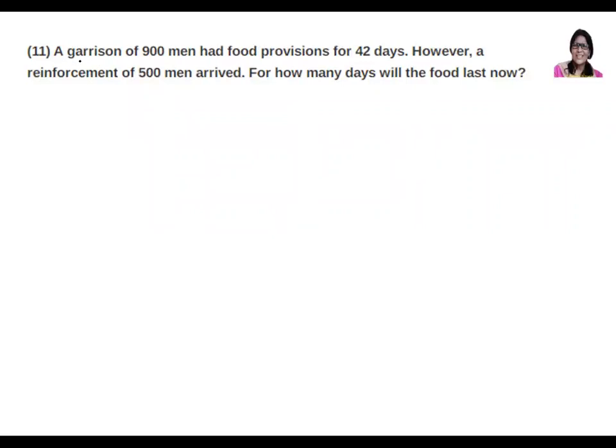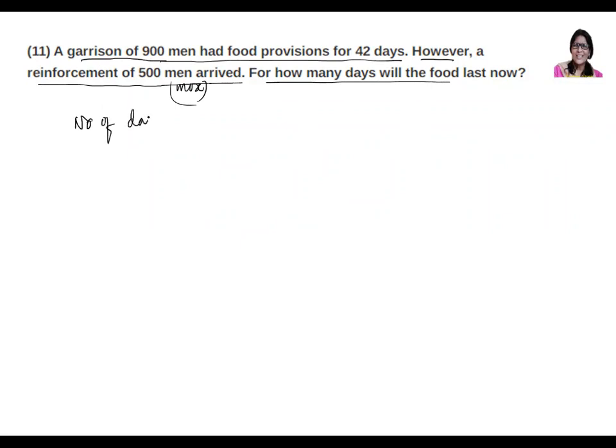Question number 11. A garrison of 900 men had a food provision for 42 days. However, a reinforcement of 500 men arrived. So that means they are added more. How many days will the food last now? Same question, similar question.